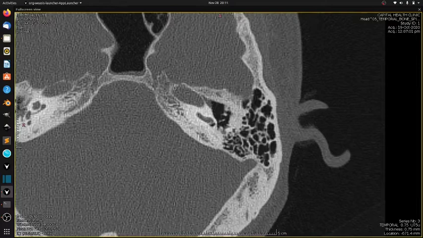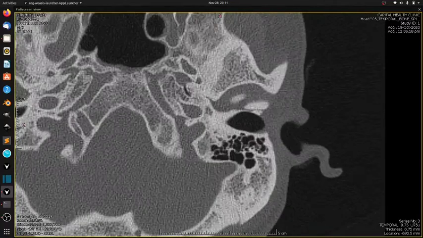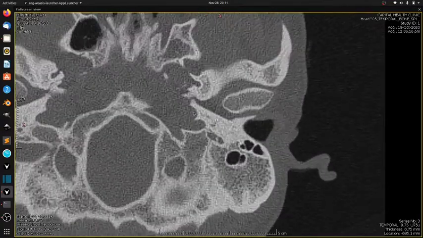Now what is this structure? This structure is the carotid artery. Basically this is the carotid artery, coming from the carotid canal.